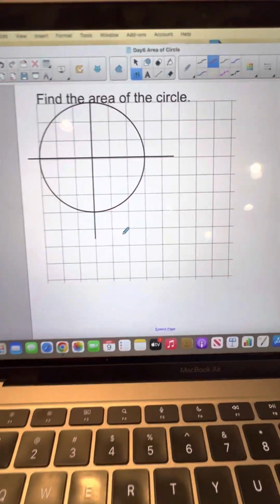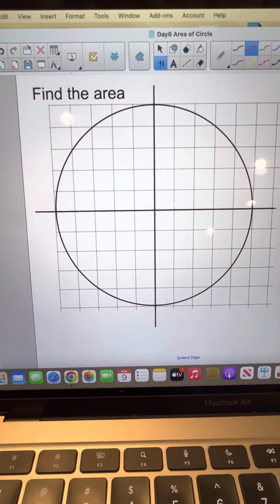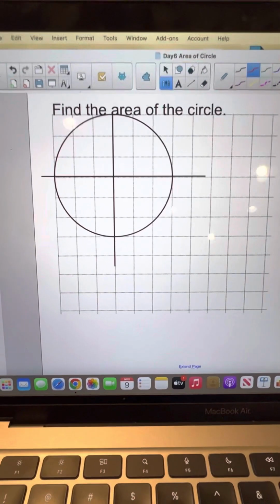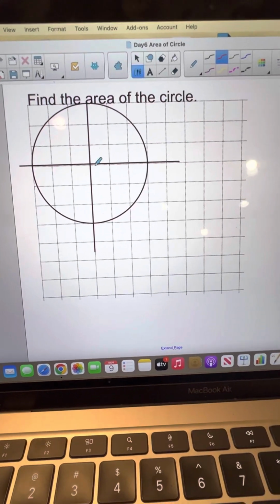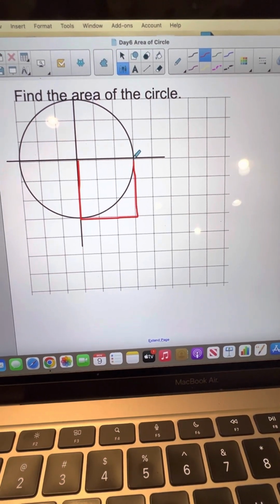Well, what we did in class today is I gave the students this circle on grid paper and I asked them to count how many squares are in there. And I did the same thing with this circle, a little bit bigger. And what I noticed that a lot of the students did is they actually broke this circle into 4 parts. And they started with this corner.